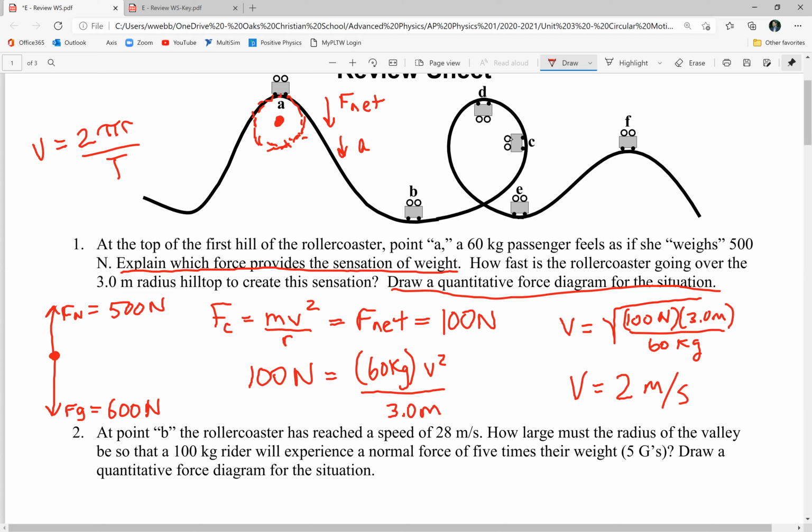Yeah, for objects that are moving in a curve rather than a true circle, you're not normally going to be given the value for t, because t is the amount of time it takes to make a full circle. And for objects moving on a curve, they actually never do make the full circle. They only go over part of it. So you wouldn't normally have that information for this kind of a problem.